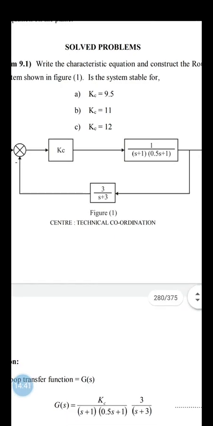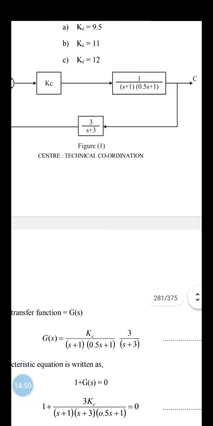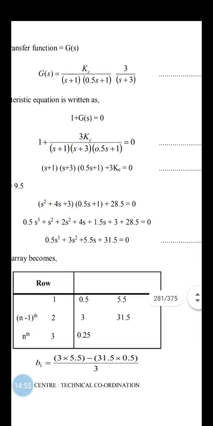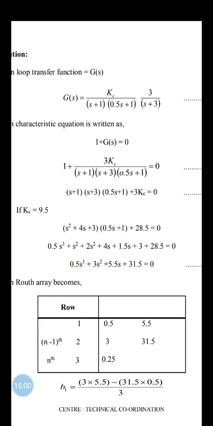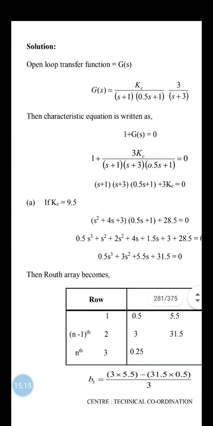So this is the block diagram: Kc, 1 upon (s plus 1), 1 upon (0.5 s plus 1), and the measuring element is 3 upon (s plus 3). So the transfer function G of s is equal to Kc upon (s plus 1)(0.5 s plus 1) into 3 upon (s plus 3). The open loop transfer function is a product of all. 1 plus G of s is equal to the characteristic equation. So 1 plus G of s you can write like this.